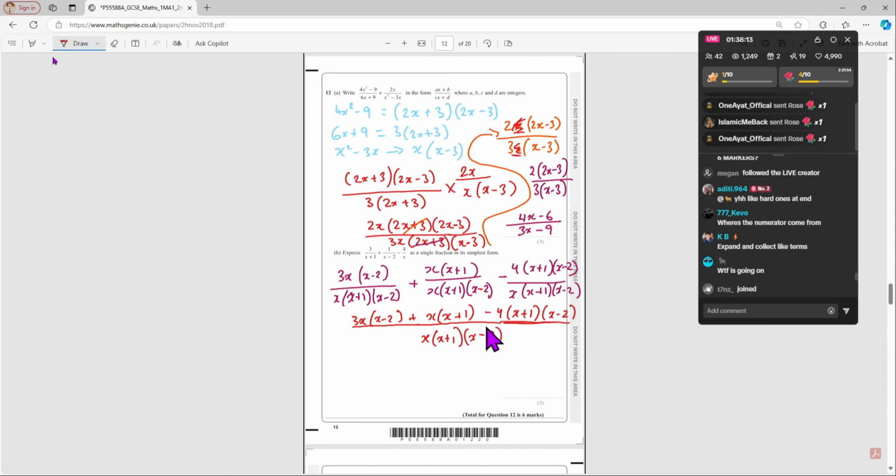And now once we have done that, we're going to expand every single individual bracket, and we're going to do 3x times x, and we get 3x squared.